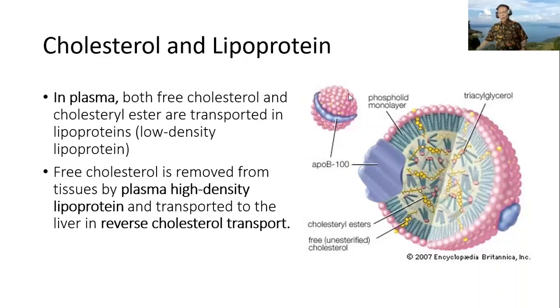Let's see the structure of this one. This is the phospholipid monolayer. You can see from this picture, this is cholesteryl ester, this is free cholesterol. Then you have in this picture the phospholipid monolayer, and this one is ApoB100.